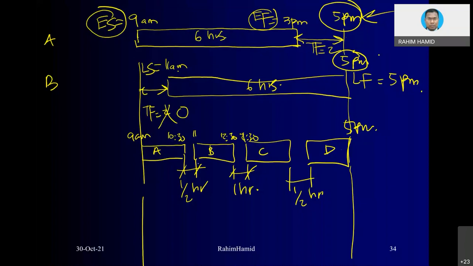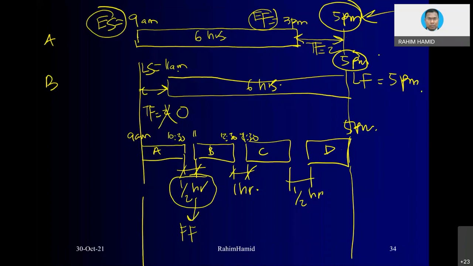And you notice that in between those timings, half an hour, this is what we call free float. Free float is the free time A has in order not to encroach into the starting of the following activity, which is B, is half an hour. So meaning to say, I can delay activity A by a maximum of half an hour.